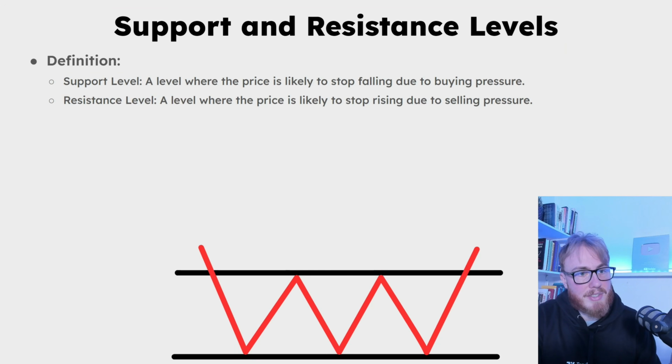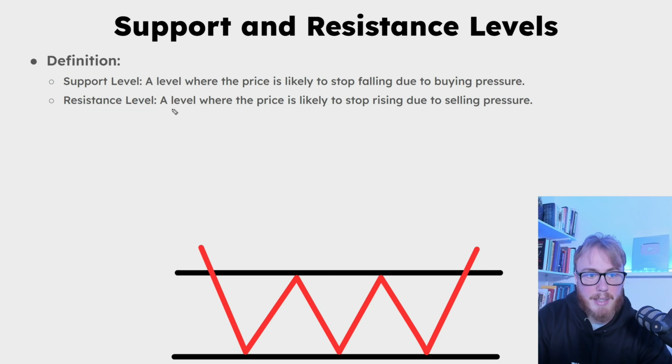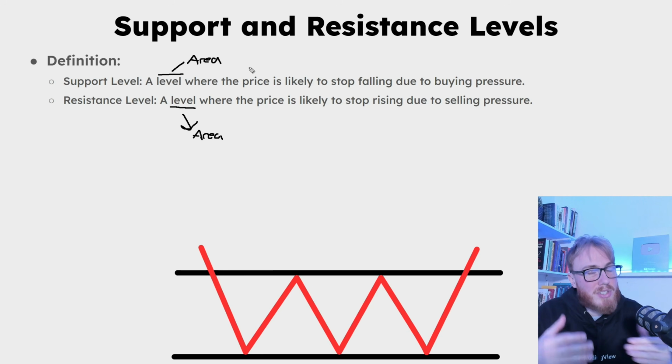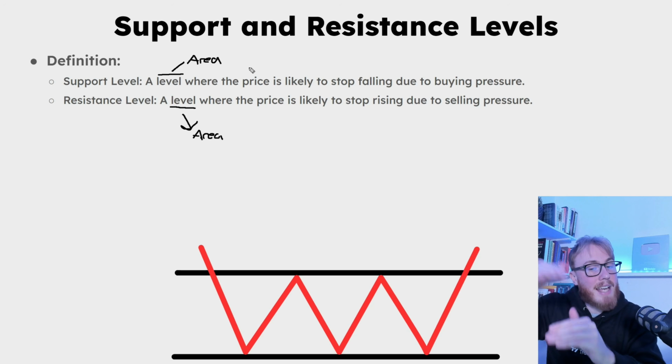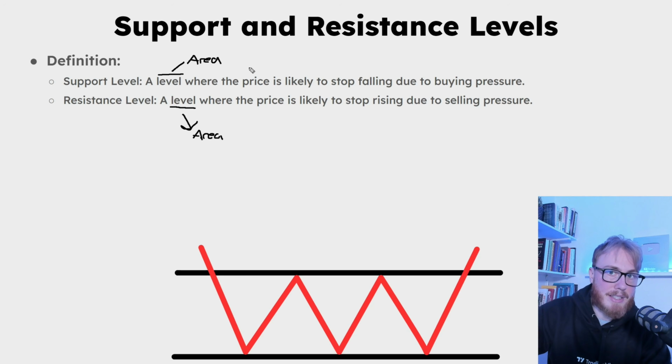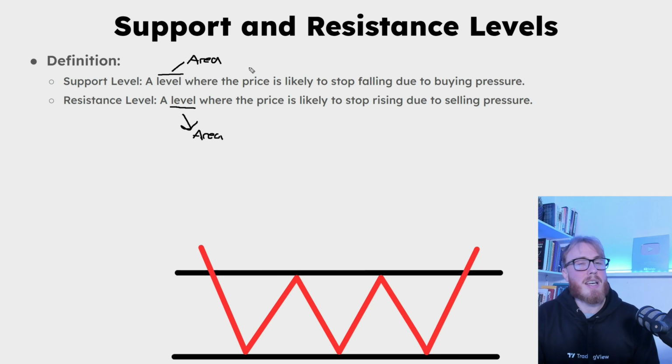But here, and this is very important, I realized that I probably made a mistake, or not really a mistake, but I probably should have said that a resistance is not a level, but rather an area. And the same thing is also true with support. It's better to see support and resistance levels as areas compared to straight lines, because in real markets, support and resistance will very seldom be perfect lines on the chart.